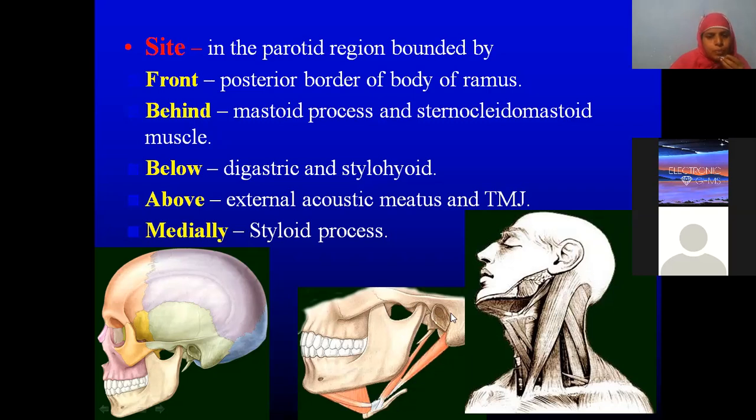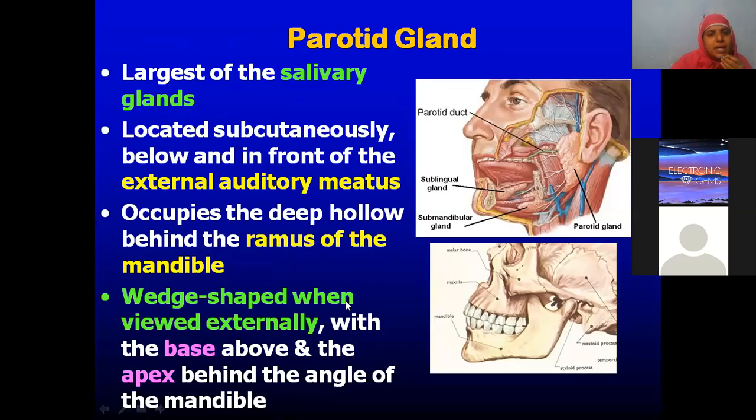Superiorly, the gland is bounded by this opening. What is the name of this opening? The external acoustic meatus. Here we have a joint also. What is the name of this joint? Temporomandibular. Medially, it is bounded by the styloid process. So all these show where it is exactly situated.